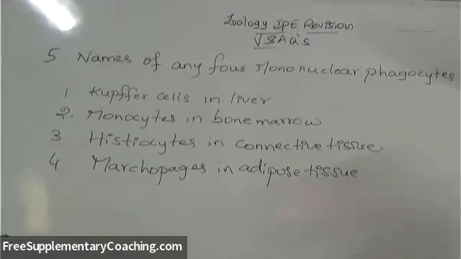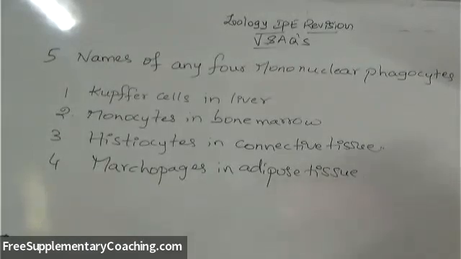So, for each name, half mark. If you write 4 correctly, then you will get 2 marks. So, fifth question, names of any 4 mononuclear phagocytes: Kupffer cells in liver, monocytes in bone marrow, histiocytes in connective tissue, and then macrophages present in adipose tissue.